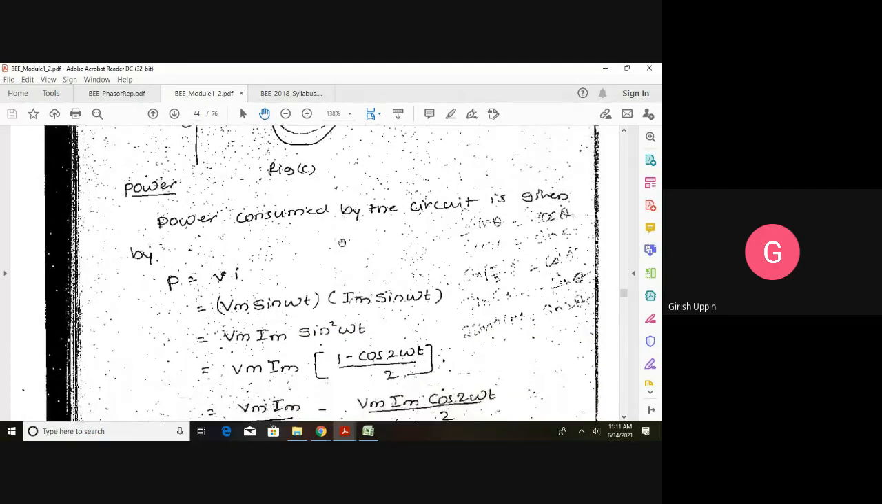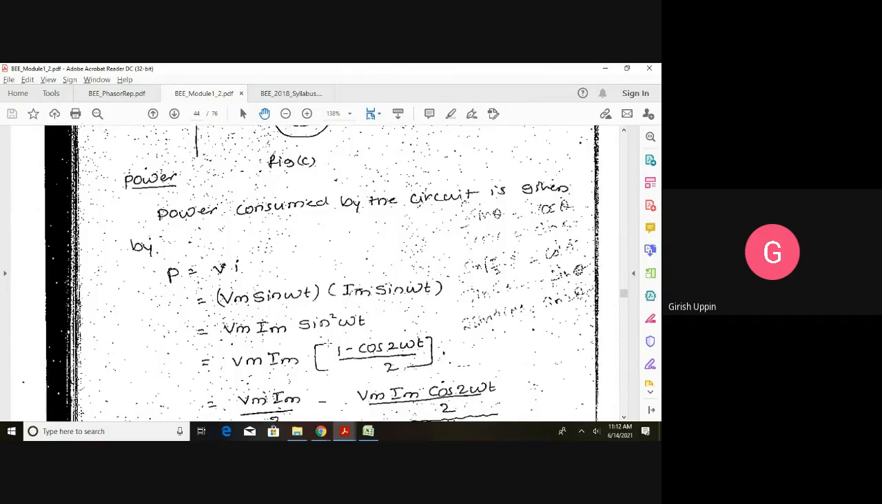To calculate how to represent the average power consumed, we can take an average value. So this is lowercase p, the instantaneous power consumed in a pure resistive circuit, equal to instantaneous voltage into instantaneous current. The instantaneous voltage is represented as Vm sin omega t, and the current is represented as Im sin omega t. Therefore, Vm is constant and Im is constant. We get Vm Im into sin omega t into sin omega t, that is sin square omega t.